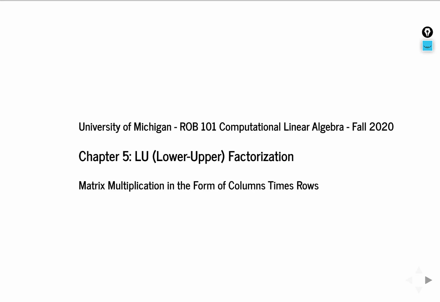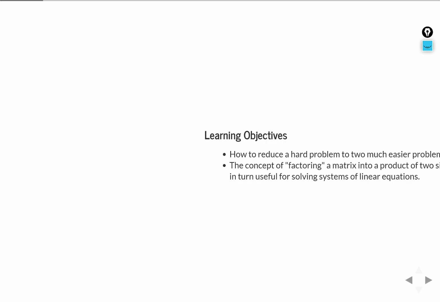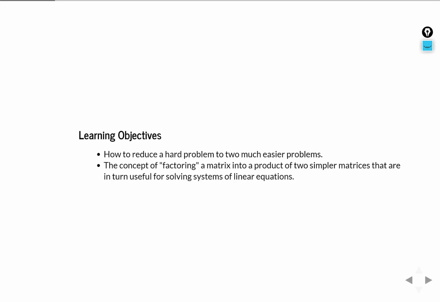Chapter 5. LU Factorization. Matrix multiplication in the form of columns times rows. The learning objectives of this chapter are how to reduce a hard problem to two much easier problems, the concept of factoring a matrix into the product of two simpler matrices that are in turn useful for solving systems of linear equations.